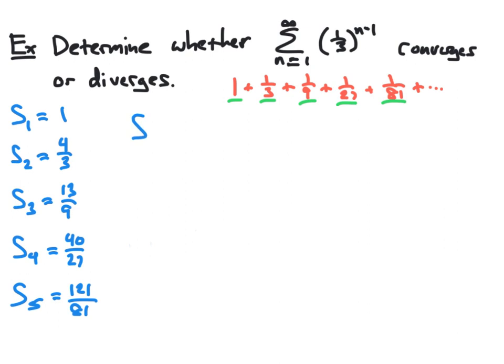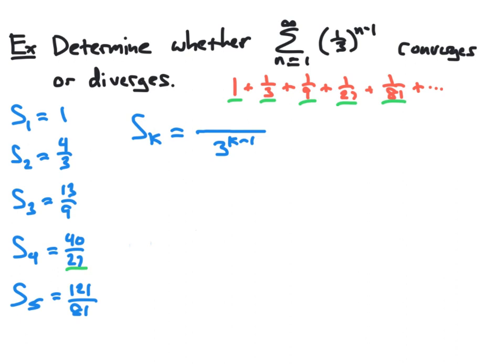The pattern to find a formula for the kth partial sum s sub k here is admittedly a little bit difficult to find. It's not terribly difficult to see that the denominators are powers of 3, and in particular, the denominator of s sub k will be 3 to the k minus 1. Just like, for example, in s sub 4, the denominator is 3 to the third power, which is 4 minus 1.